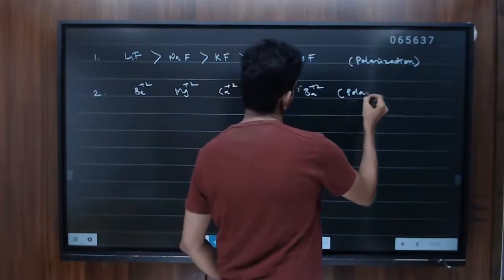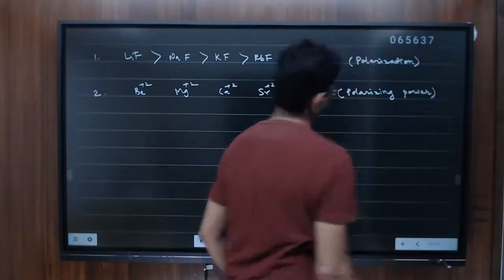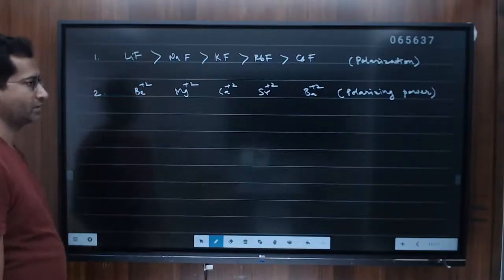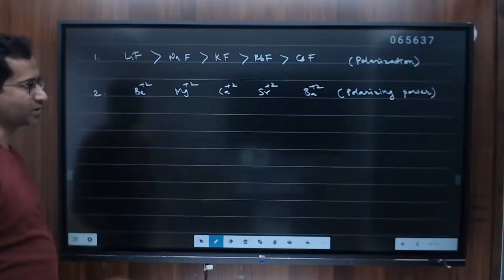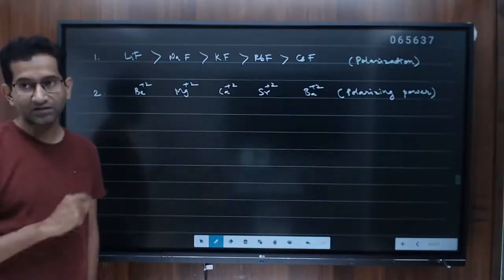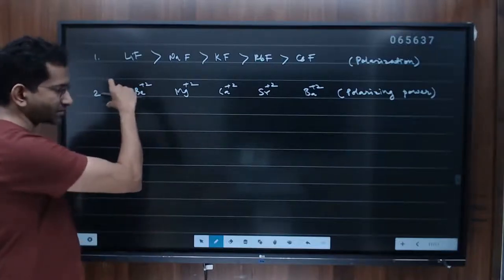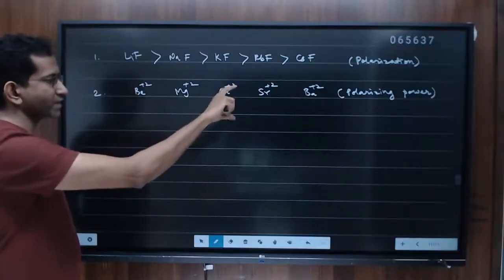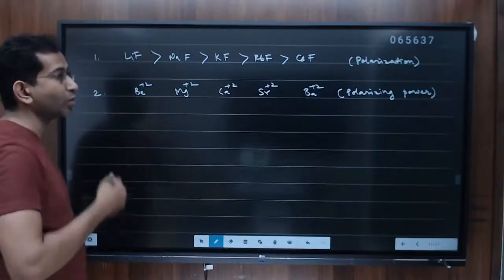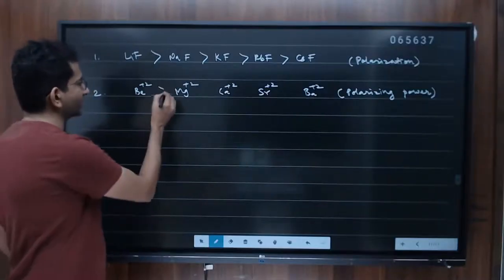ब्रैकेट में डाल रहा हूं पोलराइजिंग पावर. Polarizing power. तो ऊपर से नीचे जाएंगे, as we go down what happens, the size increases, each of these has same charge, but going down, size increases. This is the smallest ion Be plus 2, Ba plus 2 is the largest ion, and as Be plus 2 is the smallest ion, it has a more tendency to pull the electron cloud of the nearby ion. Definitely it will be like this.